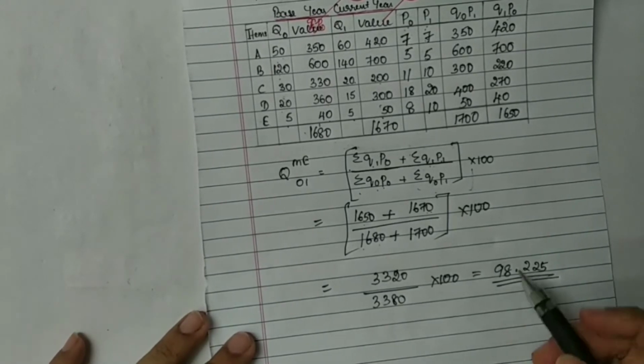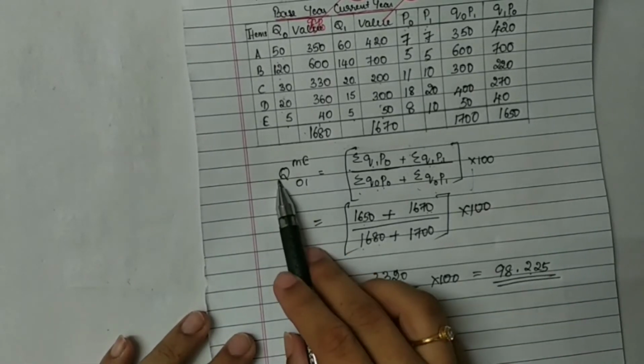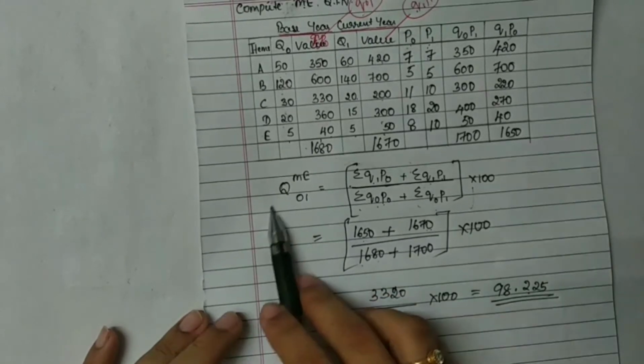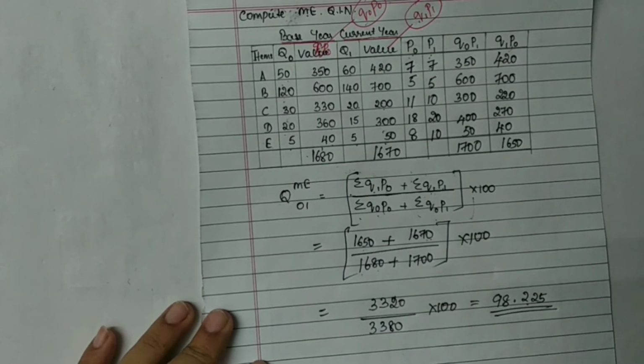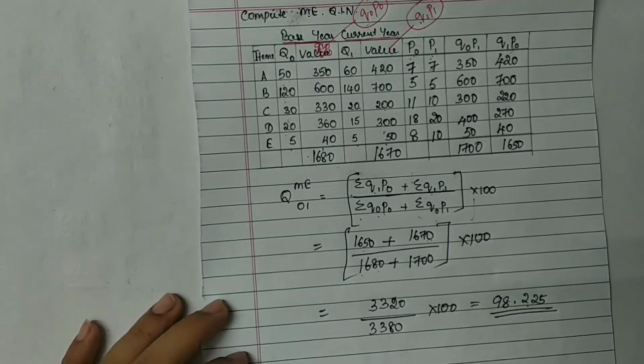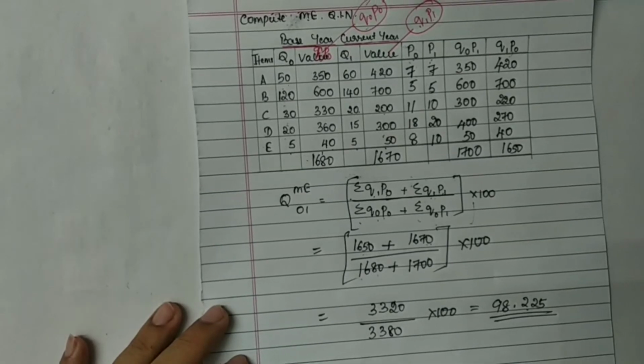98.225. So this is our quantity index number for Marshall and Edgeworth formula. I hope you understood this problem. One more problem I'll be giving, which you should solve on your own.